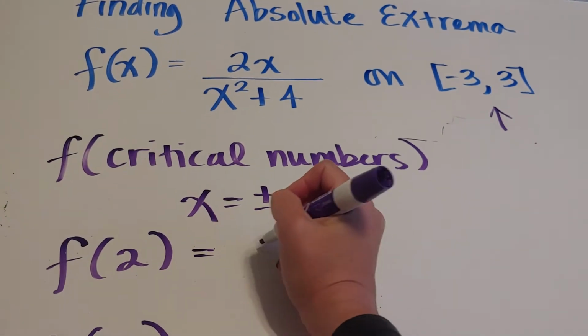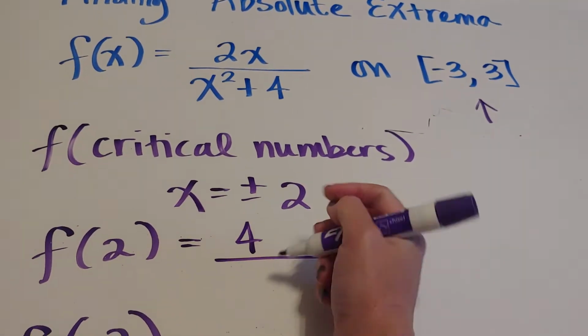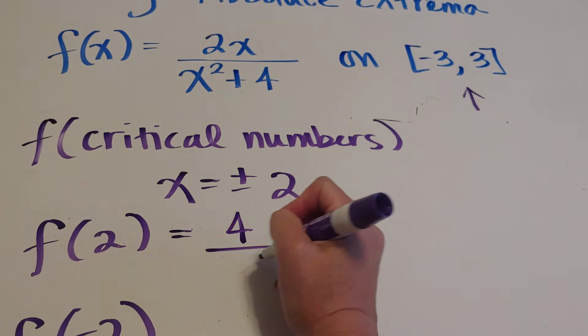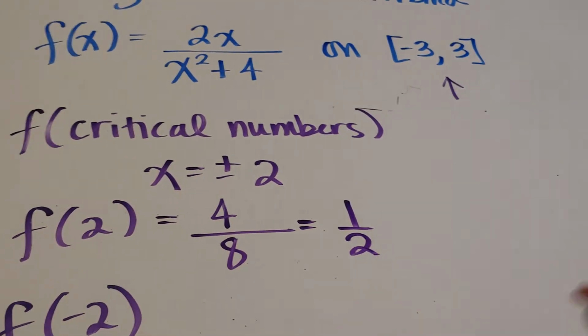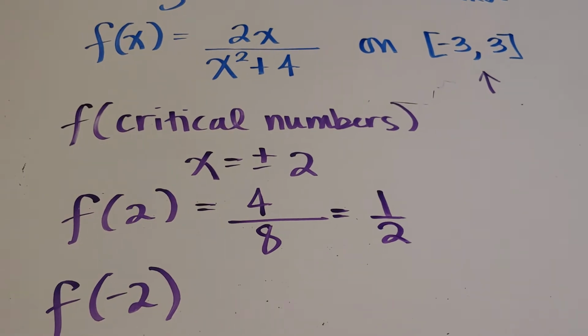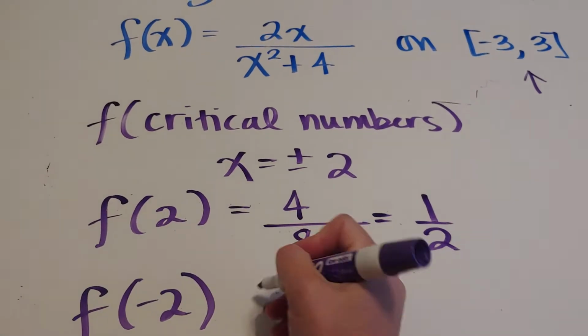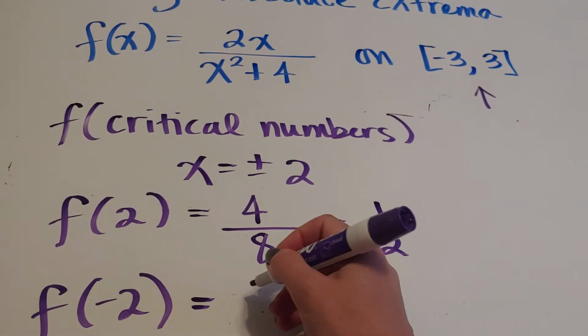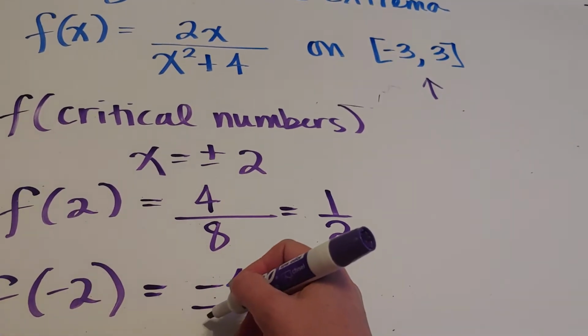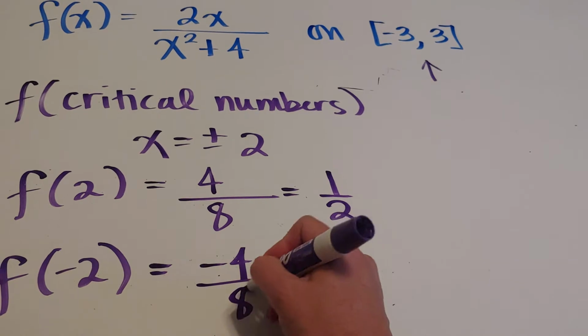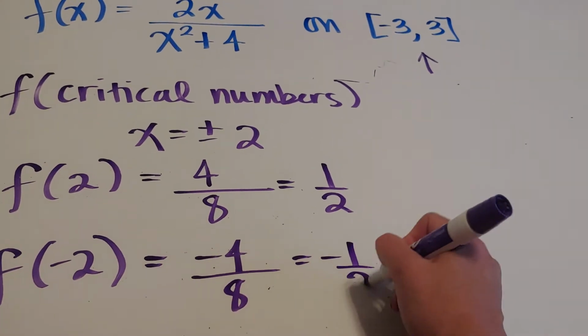So I'm going to get 2 times 2 is 4, over 4 plus 4 is 8. I get a half. All right, let's plug in negative 2. 2 times negative 2 is a negative 4. Negative 2 squared is 4 plus 4 is 8. I get a negative a half. Ooh, some nice symmetry there.